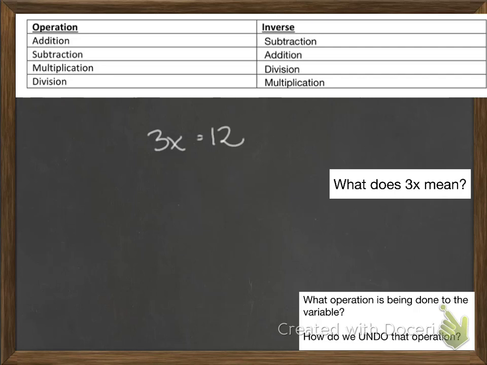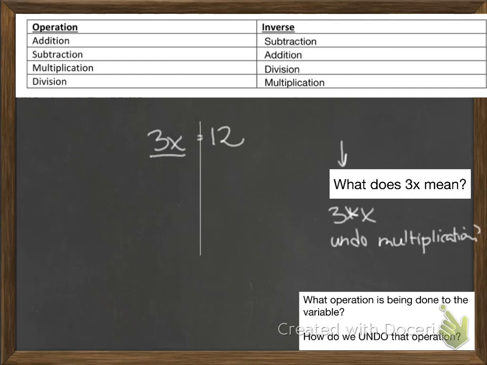So in this problem, we have 3x equals 12. The first thing I'm going to do is ask myself, what does 3x mean? Well, it means 3 times x. So once again, I have to ask myself, how do I undo multiplication? What is the inverse operation of multiplication? The answer, hopefully you remember from this chart, is that to undo multiplying by 3, I have to divide by 3. And if I divide by 3 on one side, I also have to divide by 3 on the other side in order to keep my equation balanced.